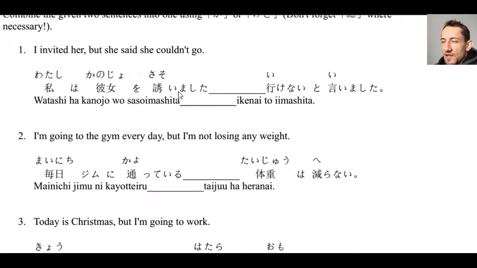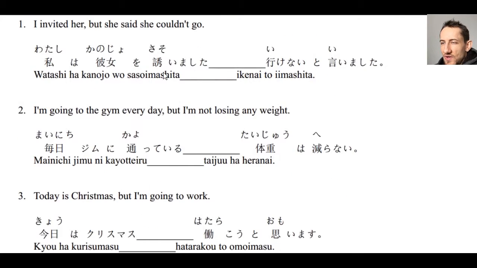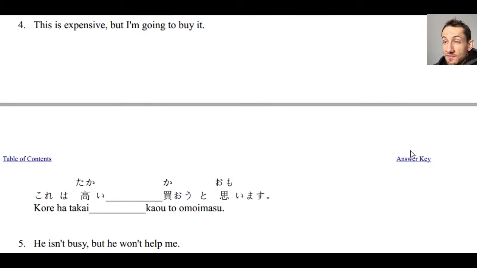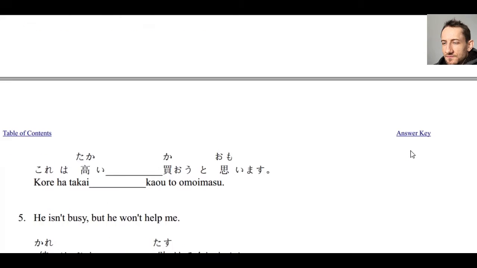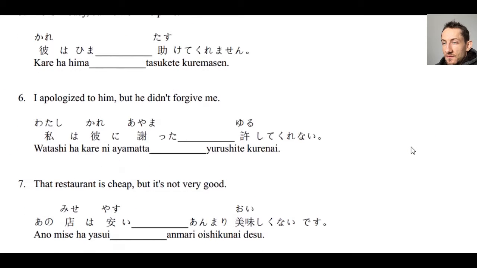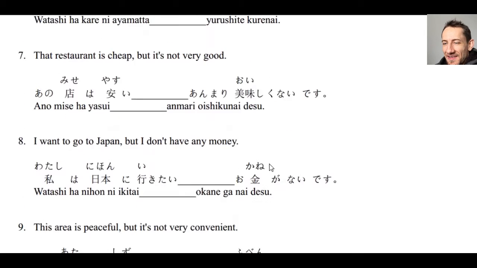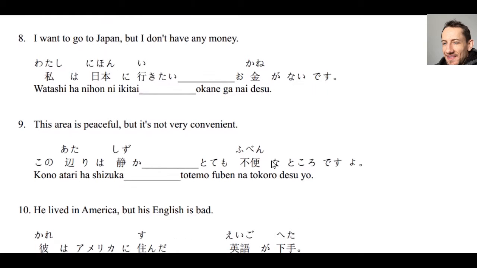So let's see. Here we have numbers 1, 2, and 3. So just look at the English sentence. It doesn't really matter, but read the Japanese sentence, fill in the blanks. Pause the video, answer these. Number 4, pause the video, answer this one. 5, 6, and 7. I think you guys can figure it out. 8, 9, and 10.